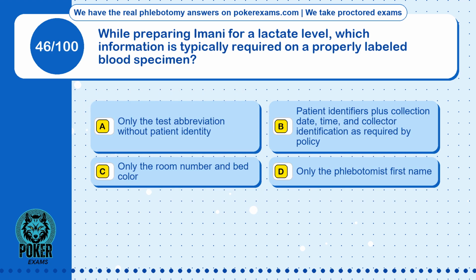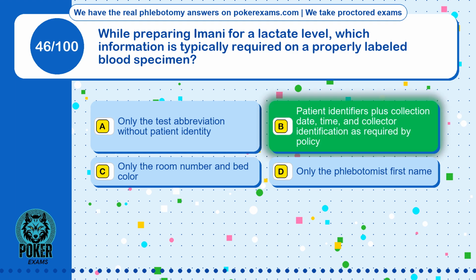Question 46. While preparing Imani for a lactate level, which information is typically required on a properly labeled blood specimen? Option A. Only the test abbreviation without patient identity. Option B. Patient identifiers plus collection date, time, and collector identification as required by policy. Option C. Only the room number and bed color. Option D. Only the phlebotomist first name.